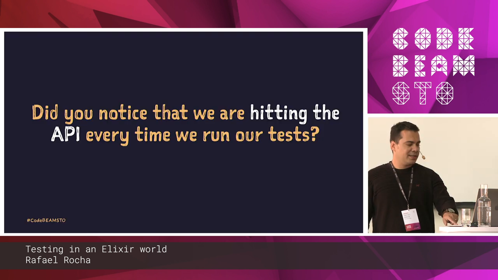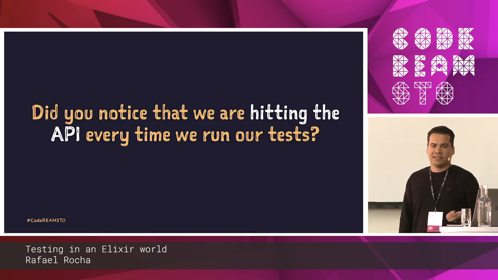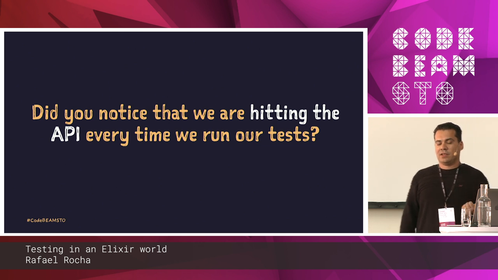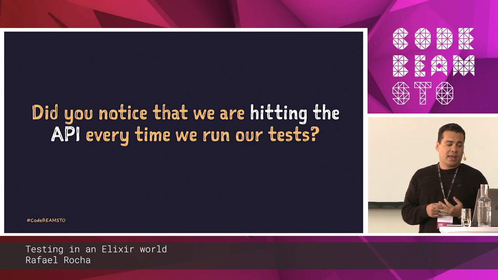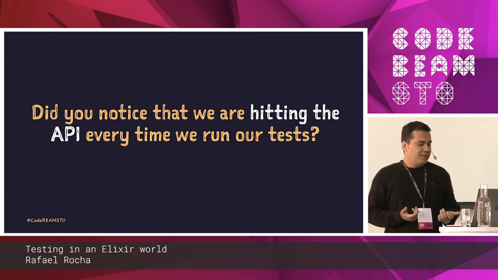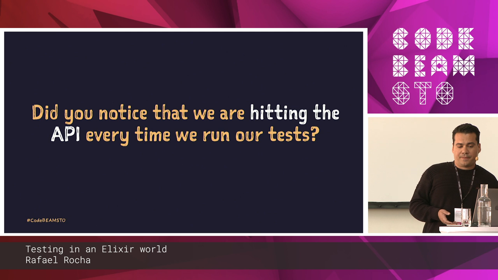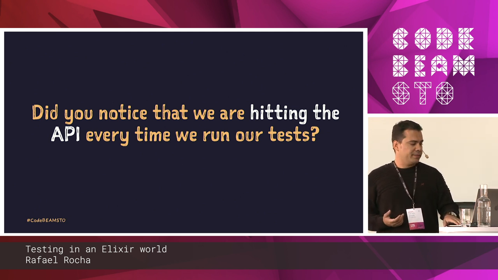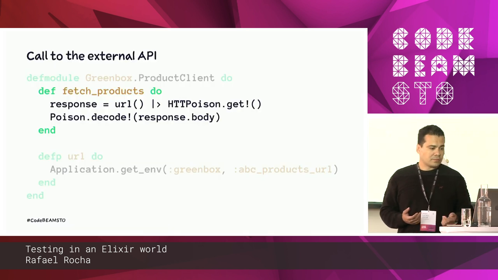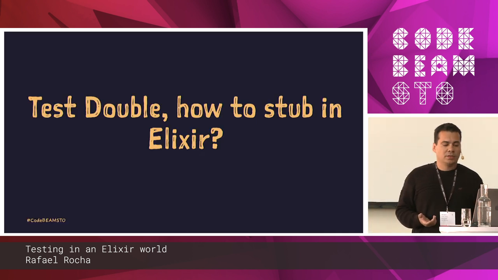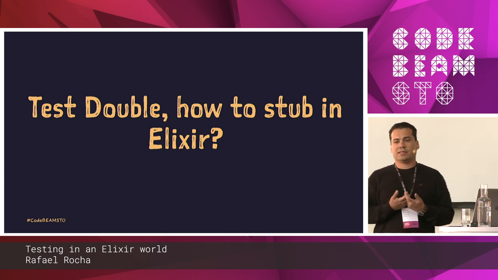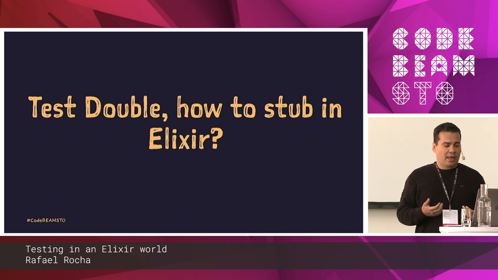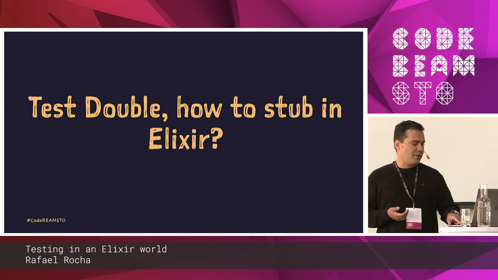But did you guys notice that we are hitting the API every time you run the test? So it's costly, and we depend on the internet, and it's not something that we want to do locally, right? So how can we solve that? We can solve that by using a double. So we can create a double that will mimic the response of this external API, and then we can use it. We can stub the request.